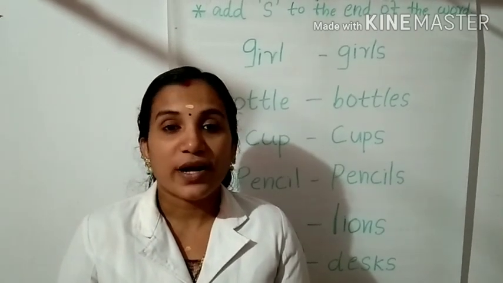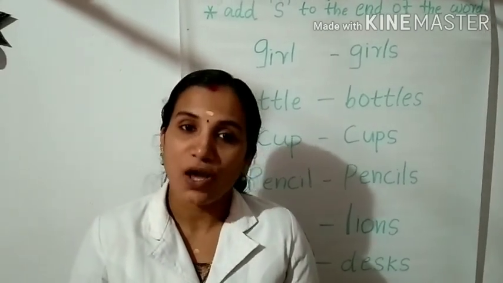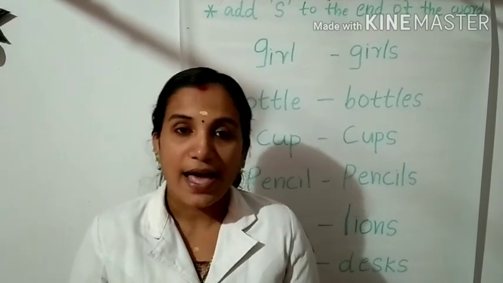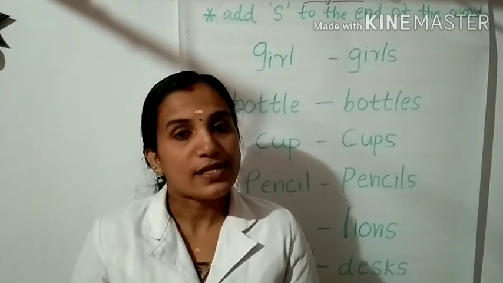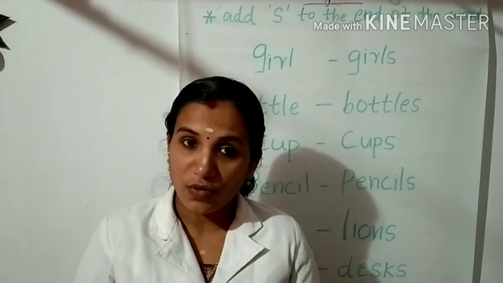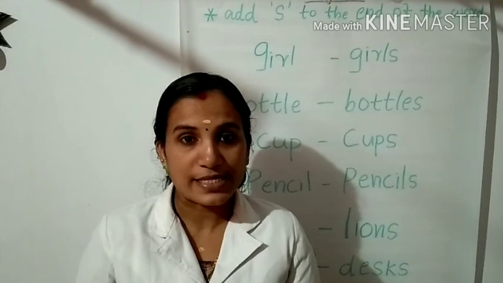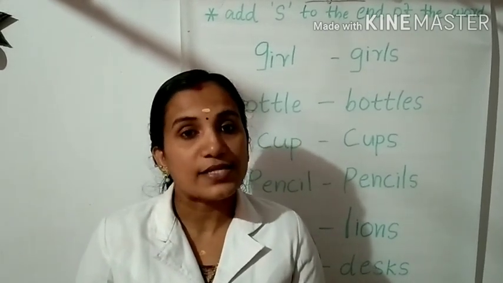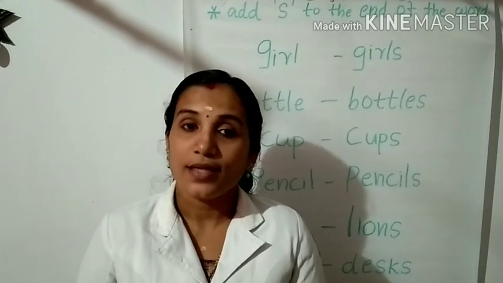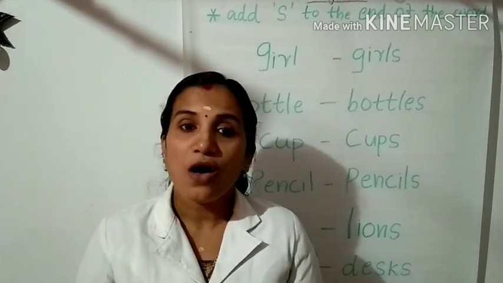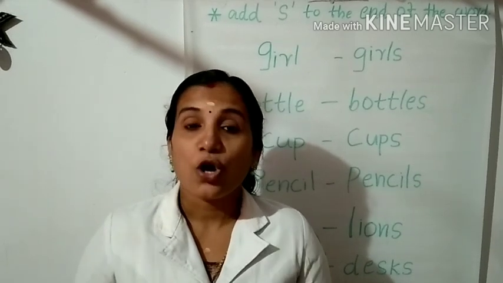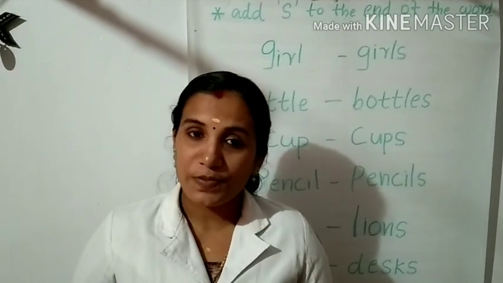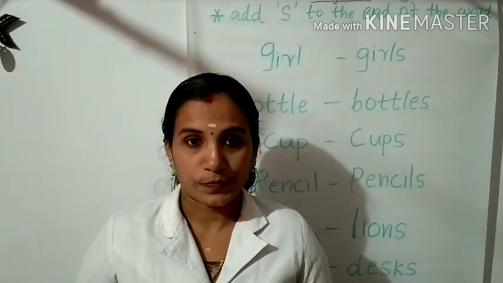We already know what a noun is. What is a noun? A noun is a name given to people, animals, places or things. And also we discussed the classification of nouns. The nouns are mainly classified into 5 types: common noun, proper noun, collective noun, abstract noun and material noun.